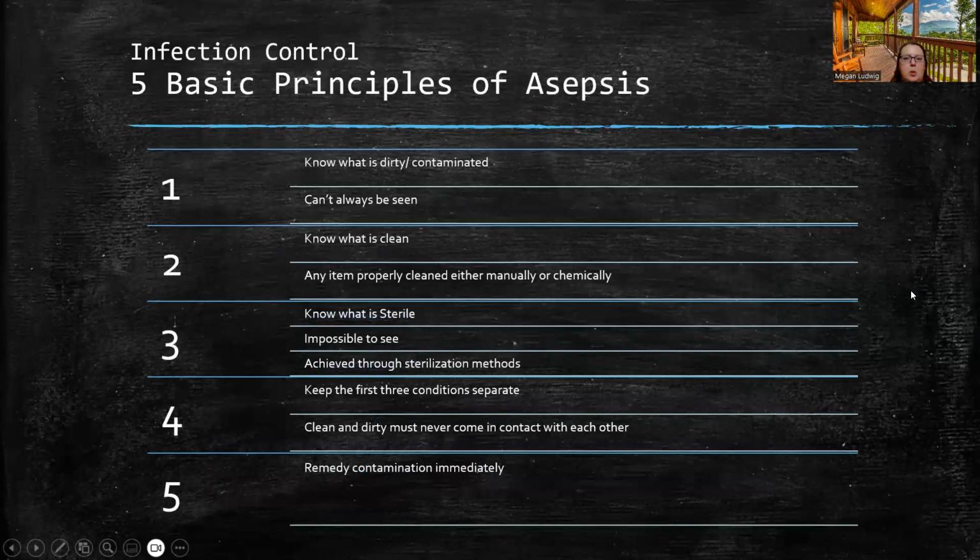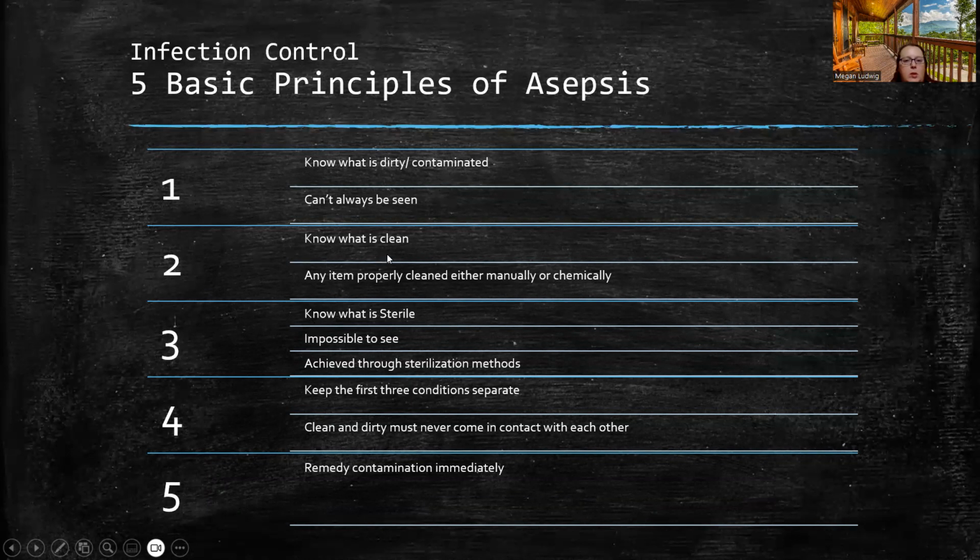So those 5 basic principles of asepsis include: number 1, know what is dirty and contaminated. Sometimes we just have to use critical thinking skills to say, you know what, if this fly landed on my back table of sterile items, everything's open and sterile, but a fly lands on it, even though I can't see what the fly left behind, it's contaminated. Okay. So we can't always see when something is dirty or contaminated.